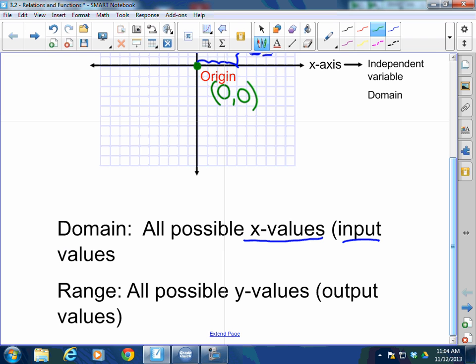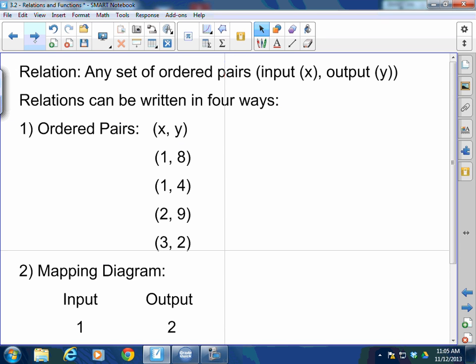The range is all of the possible y values, or the output values, or the dependent variable. Okay? Domain, possible x's; range, possible y's. Now, let's talk about a relation and a function.